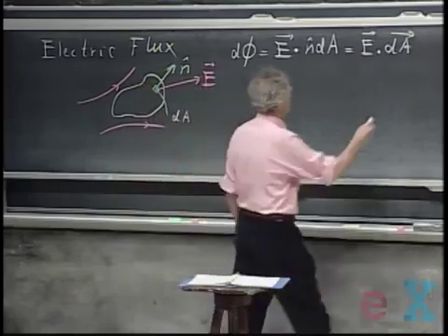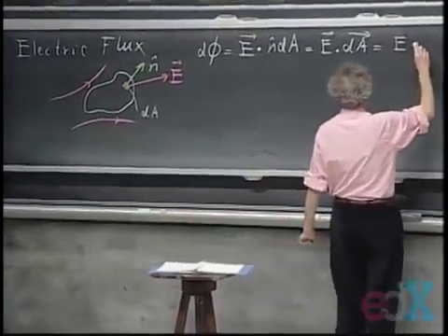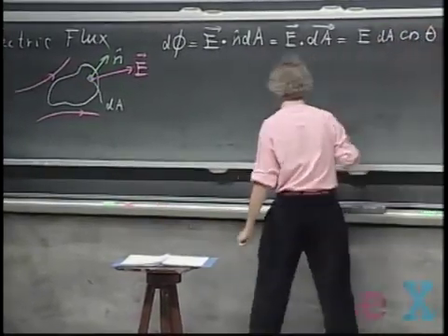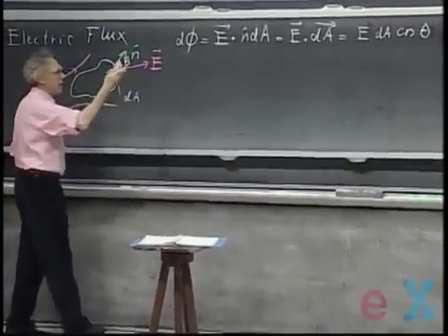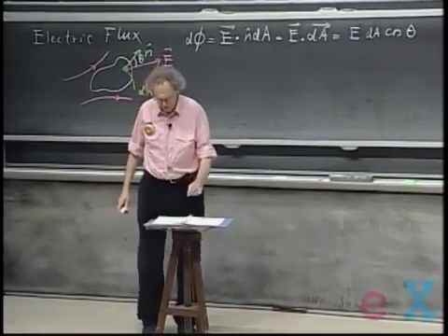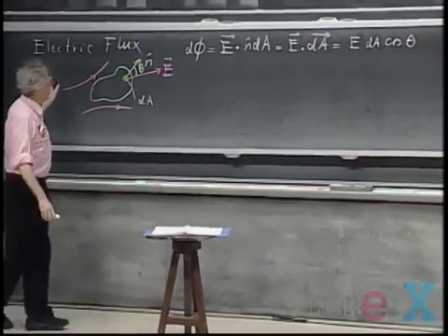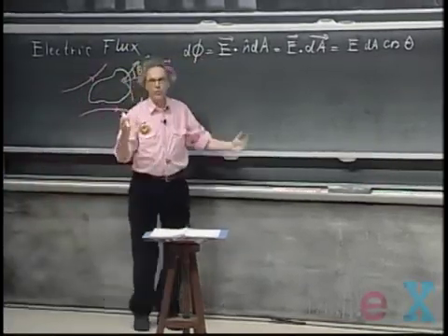And so this, since it is a dot product, is the magnitude of E times the area dA times the cosine of the angle between these two vectors, theta. It is a scalar. The number can be larger than 0, smaller than 0, and it can be 0. And I can calculate the flux through the entire surface by doing an integral over that whole surface.